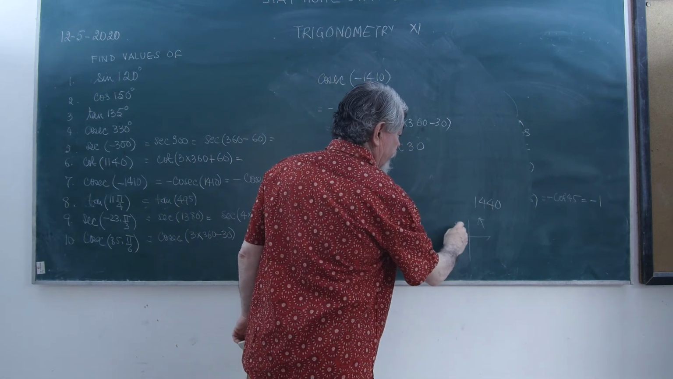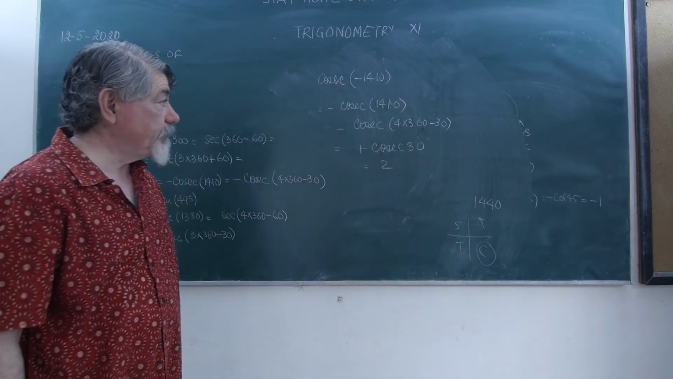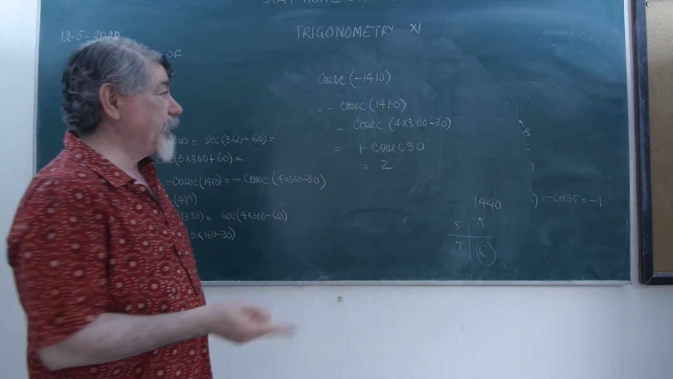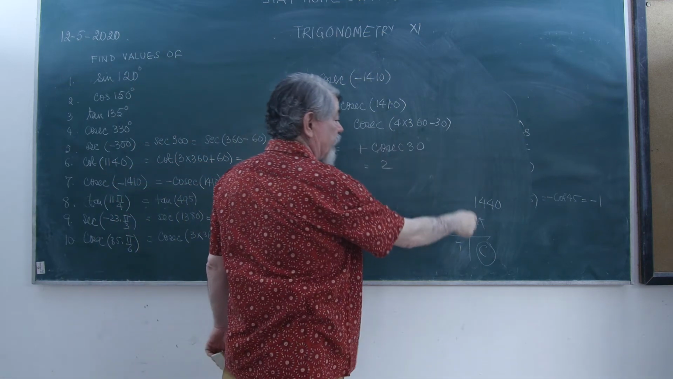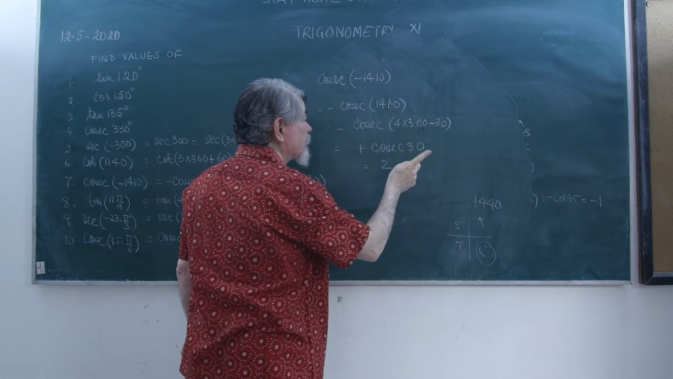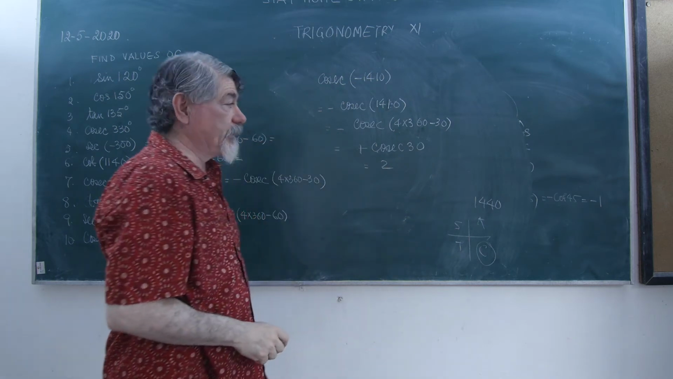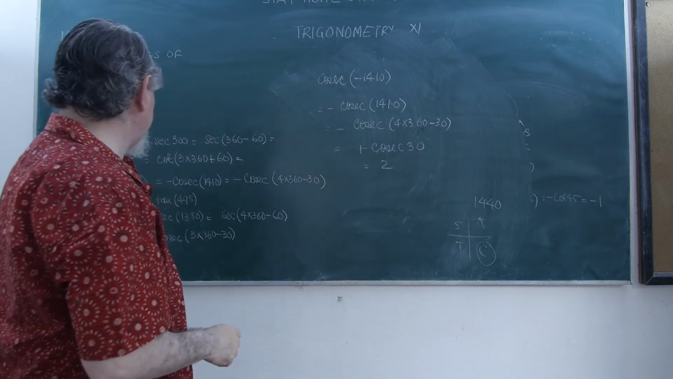Here only cos and sec are positive, the rest are negative. So it is going to fall into this quadrant. Cosec will become minus cosec 30, and already a minus was there. That is why it became plus, and that is how we get the value plus 2.